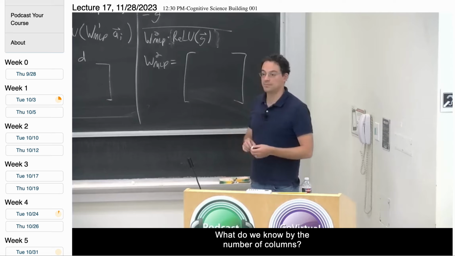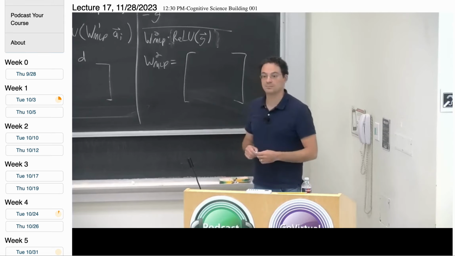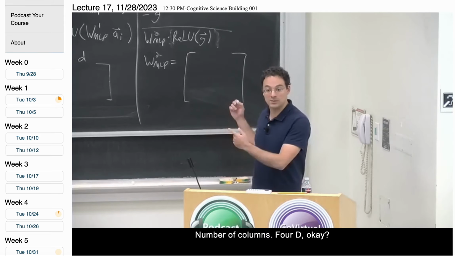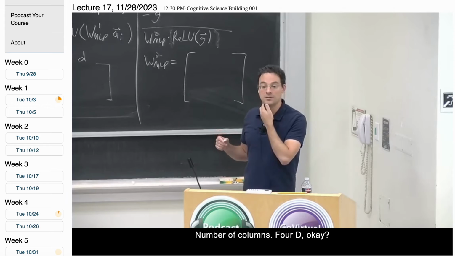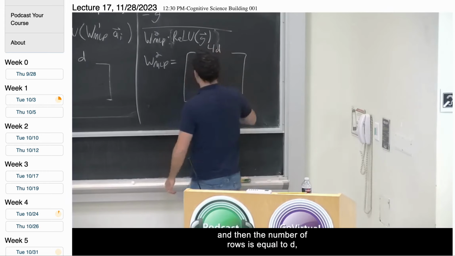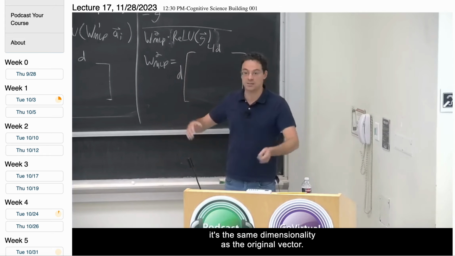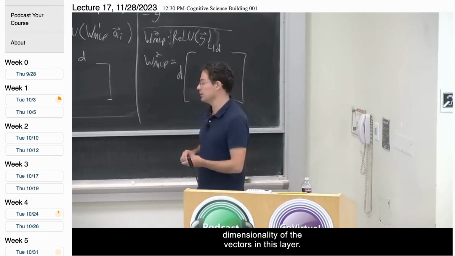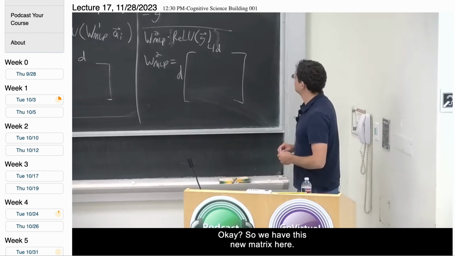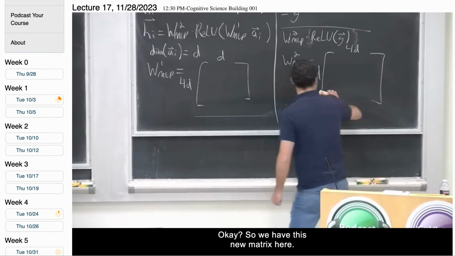What do we know about the number of columns? 4D. Okay, so there's 4D columns, and then the number of rows is equal to D, because we want to output a vector that's the same dimensionality as the original vector. We're not going to be changing the dimensionality of the vectors in this layer. Okay, so we have this new matrix here.